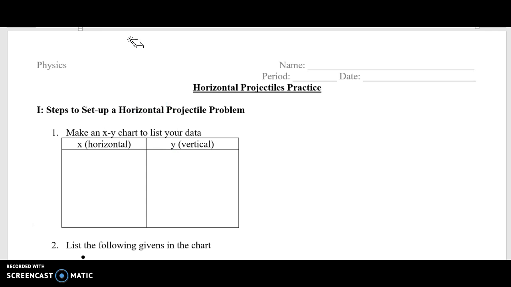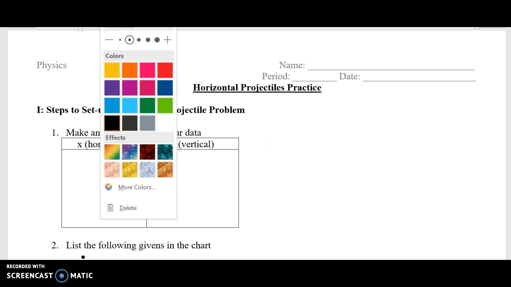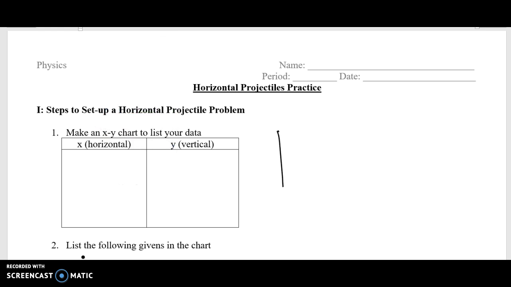Okay, so the first thing that we're going to do is make an XY chart. So just to review, Y is your vertical, up and down, and X is horizontal, left and right. Okay, so we're going to make an XY chart because this projectile, a horizontal projectile, is traveling both down and left and right.